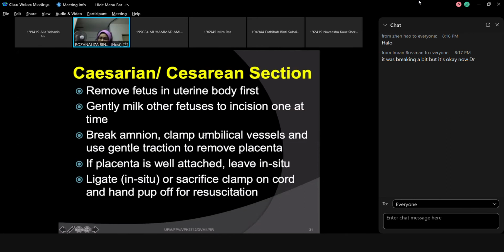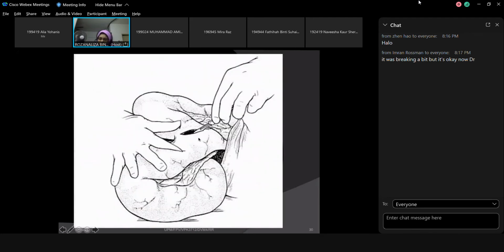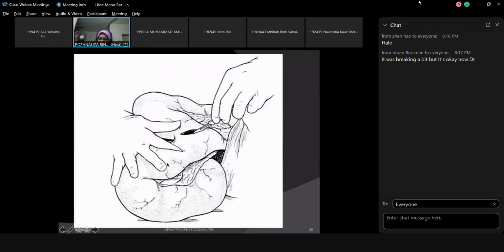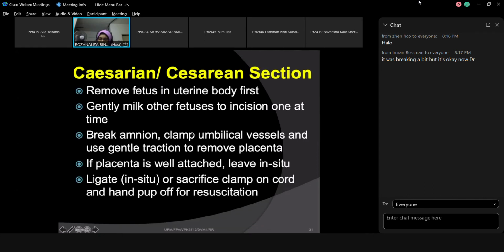So basically, the flow is you want to remove the fetuses in the uterine body first. And then, because you know that probably around this horn you have 2 or 3 or 4 more fetuses, you want to slowly milk them and exit them from your incision at the body of the uterus. You break the amniotic sac, clamp the umbilical cord, and remove the placenta.